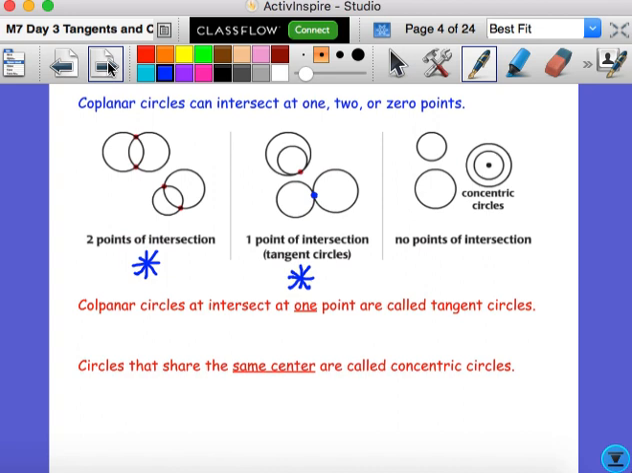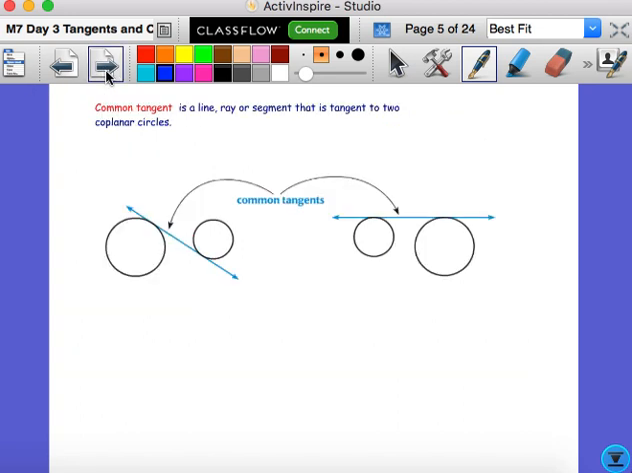Again, you've got some vocab here that you may want to jot down, and then we're going to move forward. A common tangent is a line, a ray, or a segment. It's any sort of tangent that is tangent to 2 circles at the same time. Notice we're touching the circle once here, and once here. That is a common tangent line between these 2 circles.